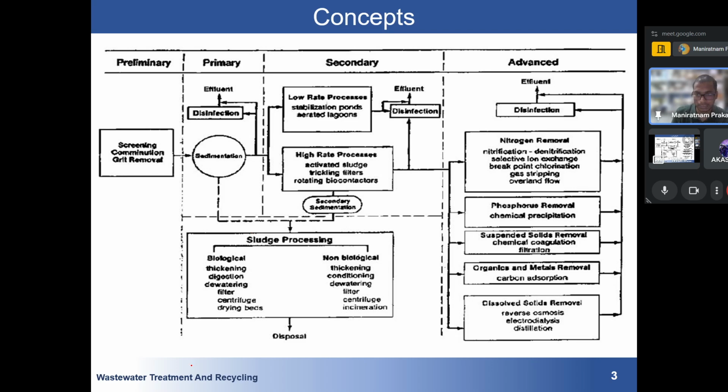This is the picture of the conventional approach. You can see that first there is a preliminary treatment, where we remove larger particles. Then we remove inorganic suspended particles, which is known as primary treatment. All these are the conventional approach. First it goes to preliminary treatment, then primary treatment, then secondary treatment, where we do the treatment.